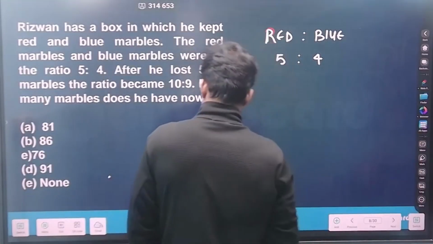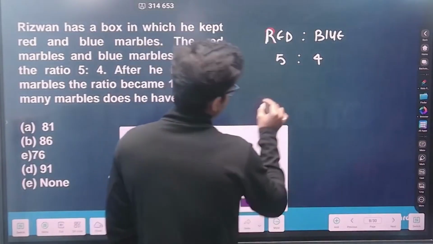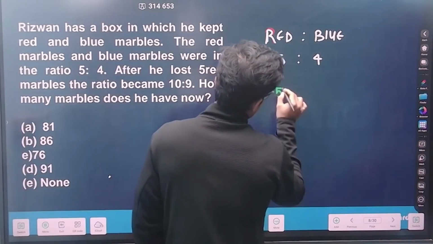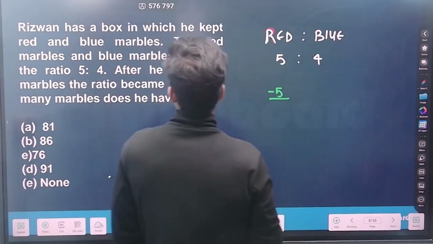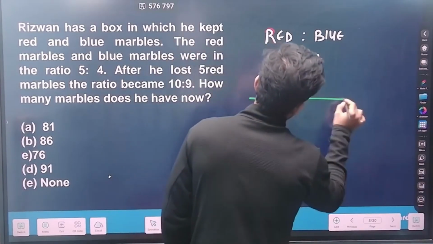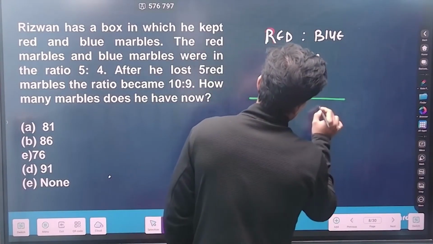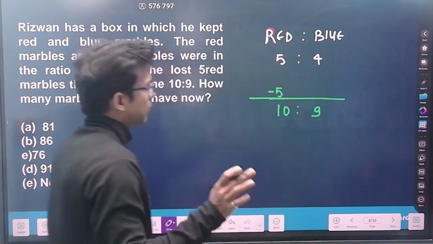So basically, he lost 5, which is minus 5. And the ratio becomes 10:9. So the whole ratio becomes 10:9. So this is the question basically.